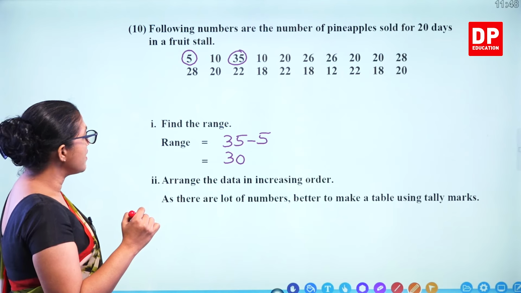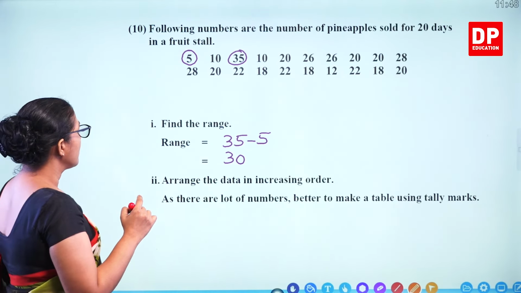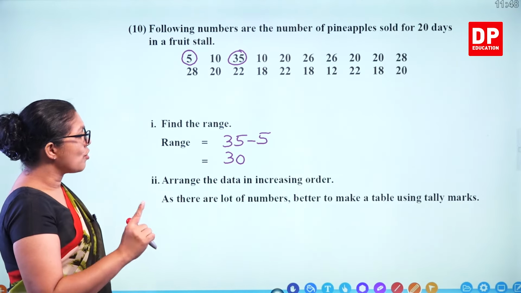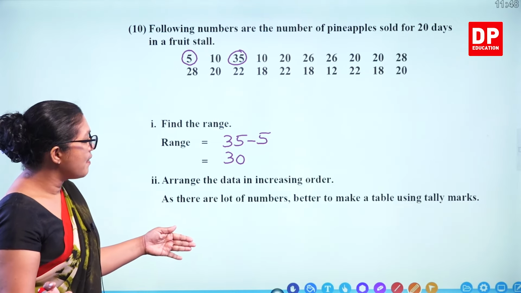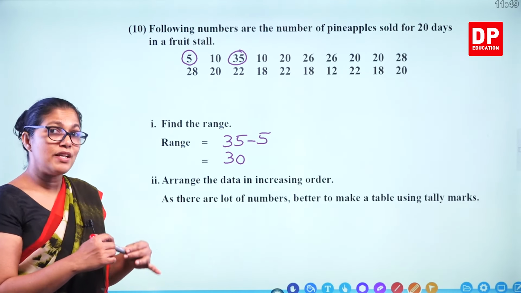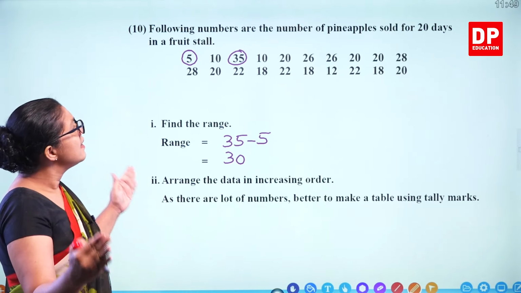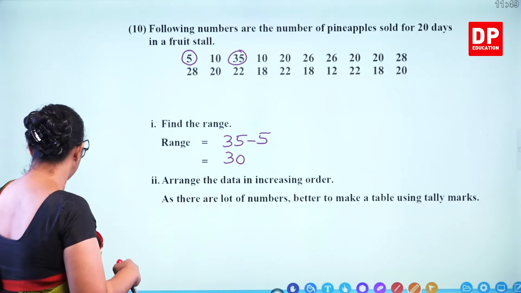Arrange the data in increasing order. So as there are lot of numbers, so range is 30. Lot of numbers are there. So better to make a table using tally mark. So we'll try to make a table now. Without writing all these numbers like that, we can make a table.